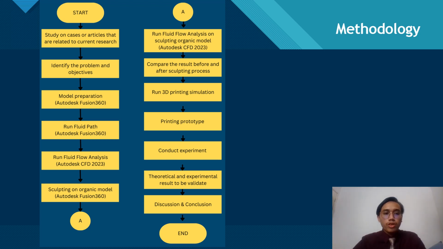Next, perform 3D printing simulation and print a prototype using fused deposition modeling (FDM) and conduct the experiment. Next, theoretical and experimental results to be validated. And the next, discussion and conclusion. And lastly, the end of the research.